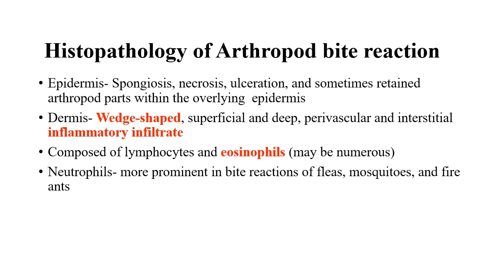Now, histopathology of arthropod bite reaction. In this, the epidermis shows spongiosis, necrosis, ulceration, and sometimes retained arthropod parts within the overlying epidermis. Dermis shows wedge-shaped, superficial and deep, perivascular and interstitial inflammatory infiltrate, which is composed of lymphocytes and eosinophils. Eosinophils may be numerous in arthropod bite reaction. Neutrophils are more prominent in bite reactions of fleas, mosquitoes, and fire ants.